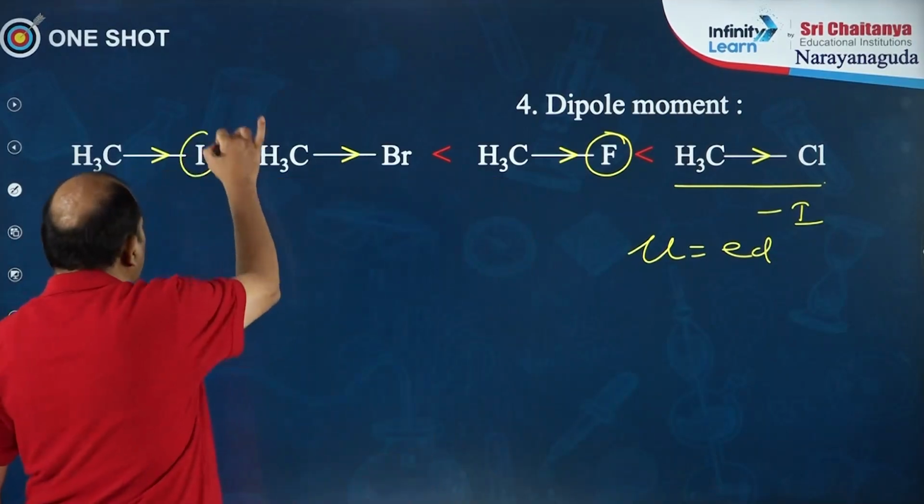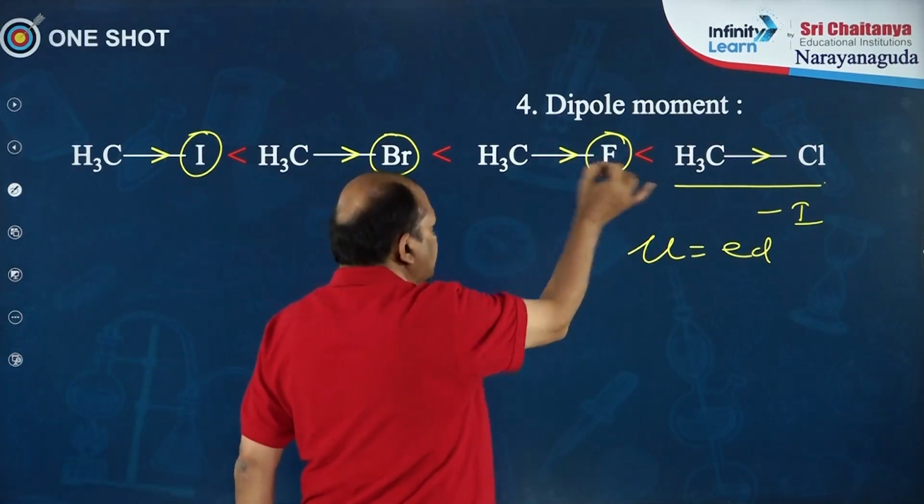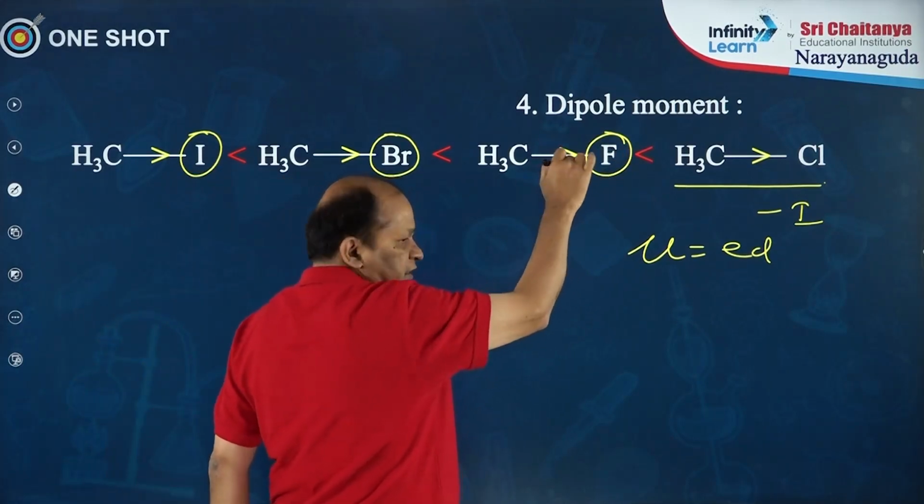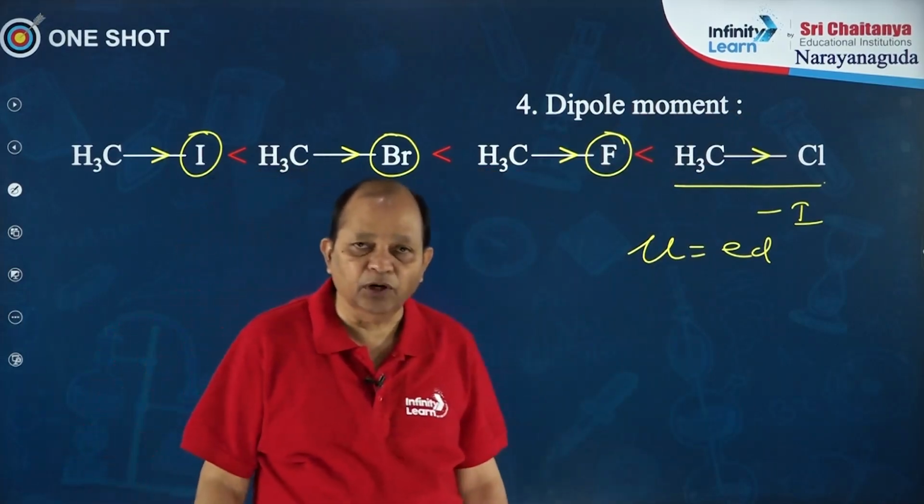So here, iodine is least electronegative, bromine is a little better, fluorine is most, but the distance is less, therefore it is coming in the second place, and methyl chloride has the highest dipole moment.